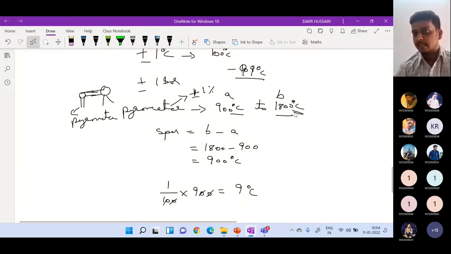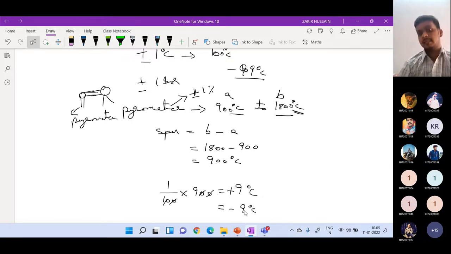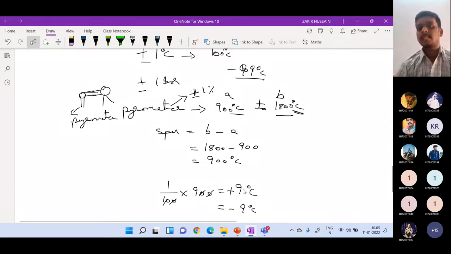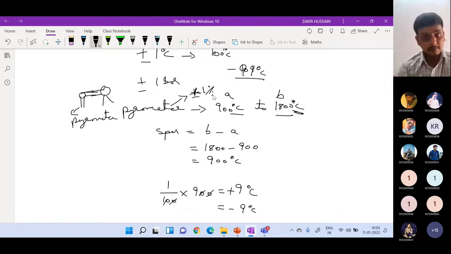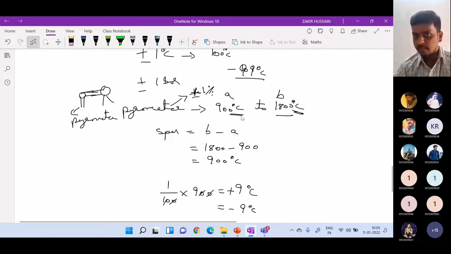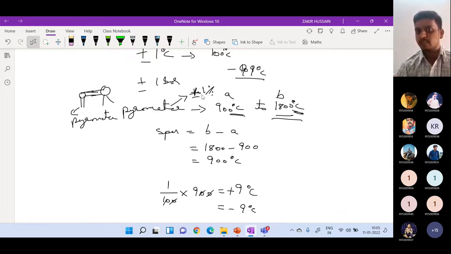Since this is in degree centigrade, 9 degree centigrade is an error, positive or negative. If it is positive, it will be plus, and if negative, minus 9 degree centigrade. So we need to subtract or add 9 from the instrument reading, because it is only accurate up to plus or minus 1% of the span. This 1% doesn't mean that it is 1 degree centigrade. Before determining this 1%, we have to determine the instrument span, B minus A. Then we multiply the span by plus or minus X percentage of accuracy. So plus or minus 1% means plus or minus 9 degree centigrade of the reading. Is that clear?